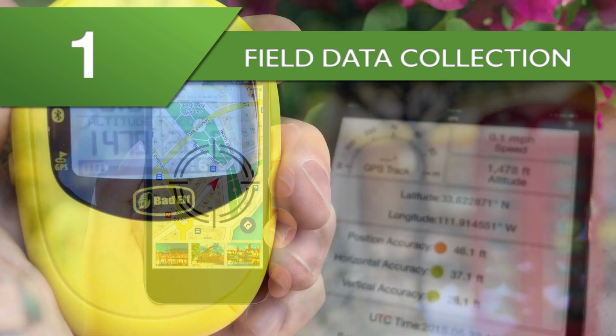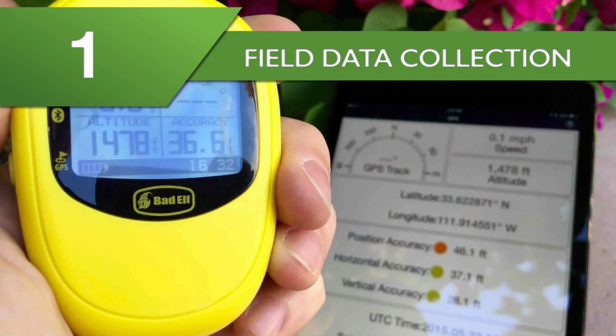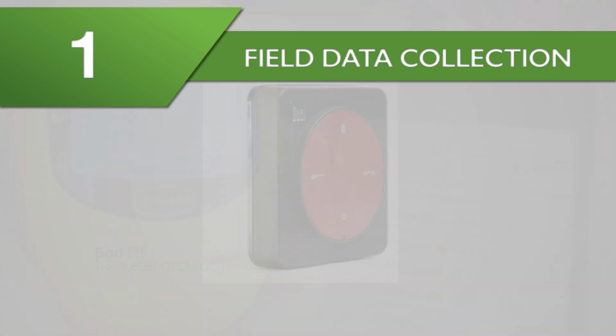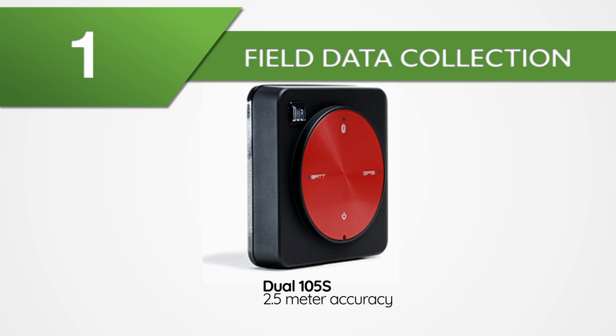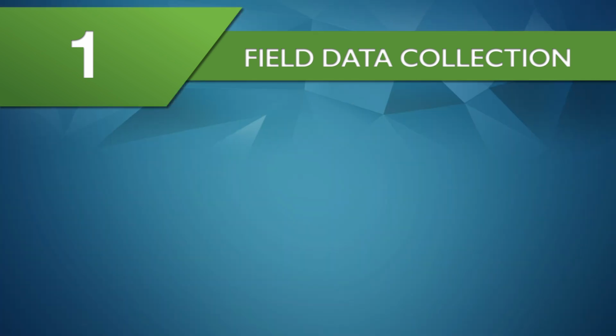Still, accuracy can be an issue in some circumstances. In these cases, using a third-party Bluetooth-enabled GPS receiver is an option for increasing positional accuracy if needed. Examples include the Bad Elf and Dual 105S. NLM does not endorse any particular product, service, or developer.